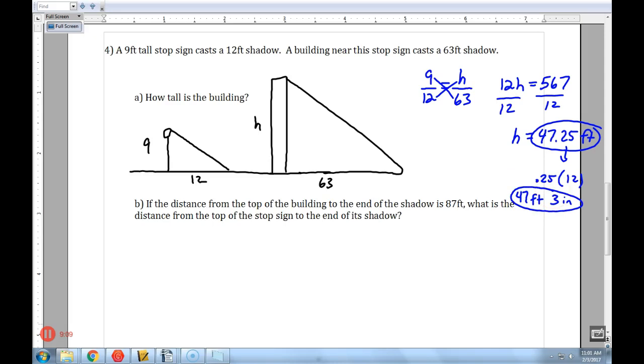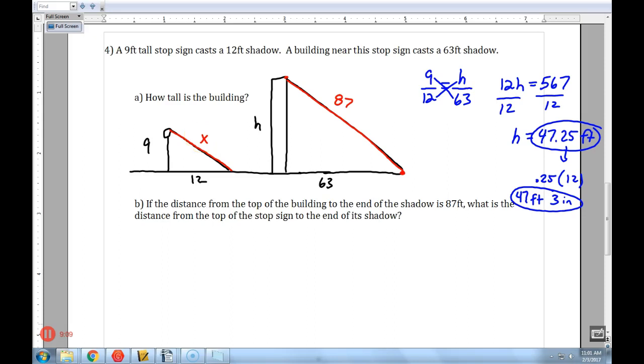Now, the second part is this. It says, if the distance from the top of the building to the end of the shadow is 87 feet, so we're talking up here, the distance from the top of the building to the end of the shadow on the ground is 87 feet. If that's the case, how far is the distance from the top of the stop sign over? So we'll just call this X.